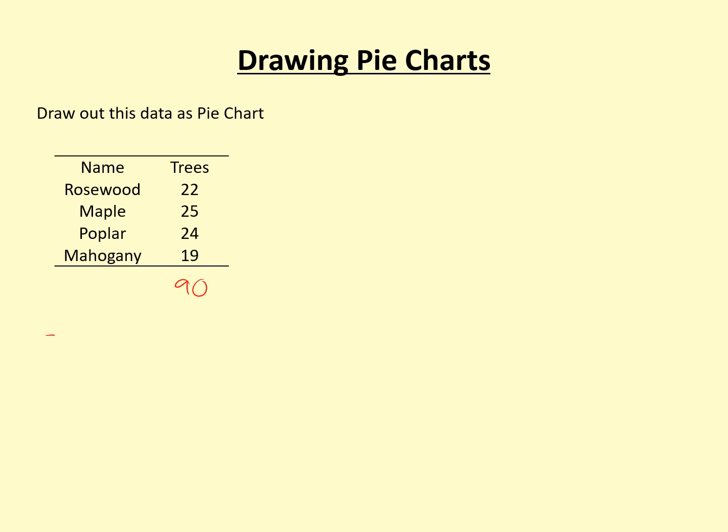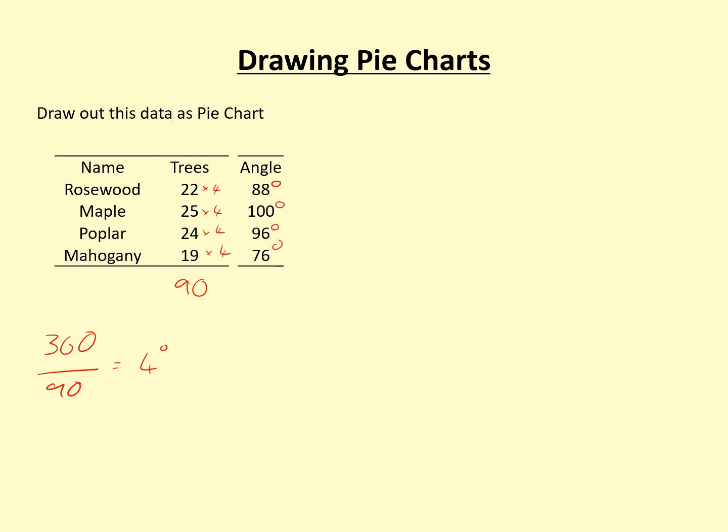So step two was 360 degrees, divide that by 90, and that's going to be 4. So I know for one frequency, it's going to be worth 4 degrees. So I'm then going to multiply all of these by 4. So we should get this. So rosewood should be worth an angle of 88, maple should be 100, poplar 96, and mahogany 76. And make sure we remember that they're all in degrees.